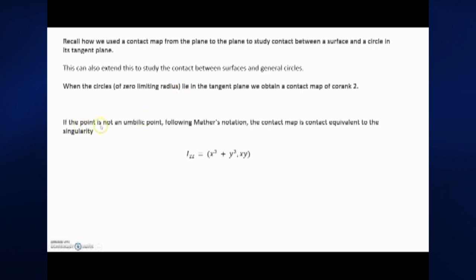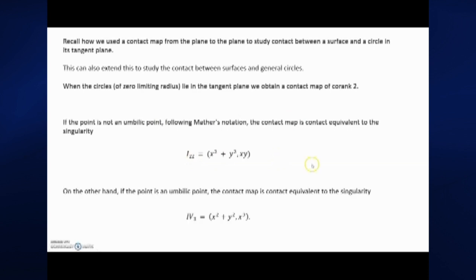If the point in question on the surface is not an umbilic point, then following Mather's notation, the contact map is contact equivalent to the singularity I22. If, on the other hand, the point is an umbilic point on the surface, then the contact map is contact equivalent to the singularity IV3: x squared plus y squared, the first component, and the second one can be reduced by contact equivalence to x cubed. So we only have two singularity types.